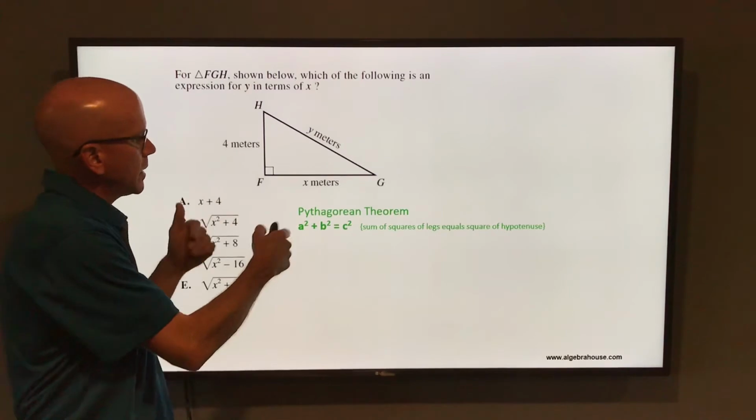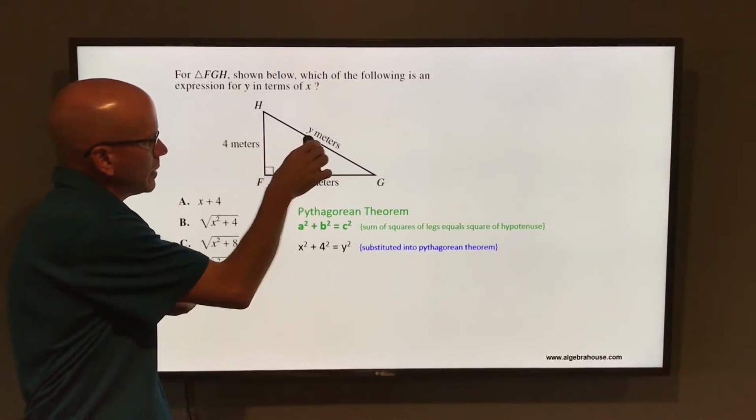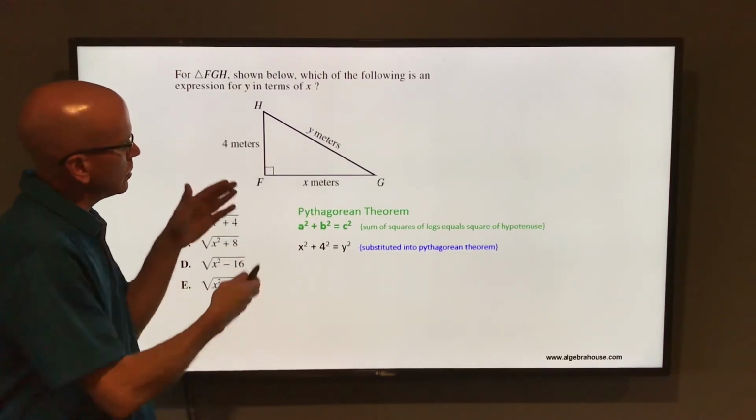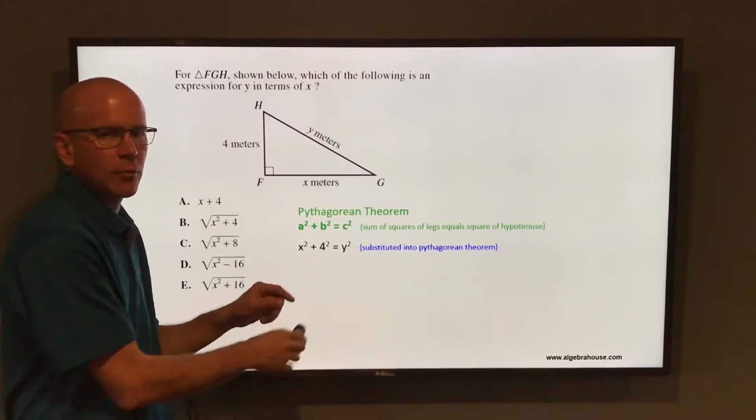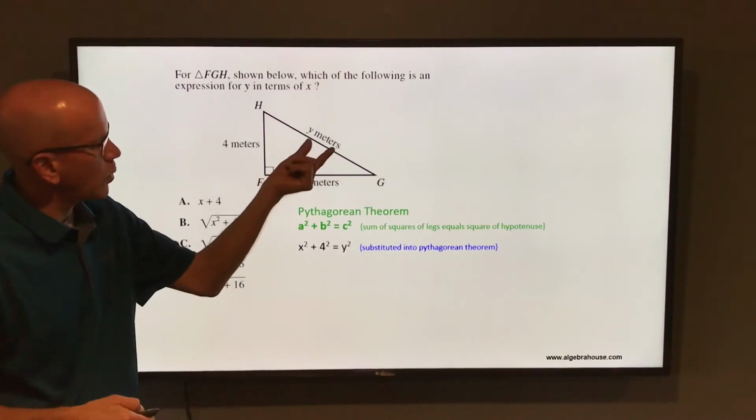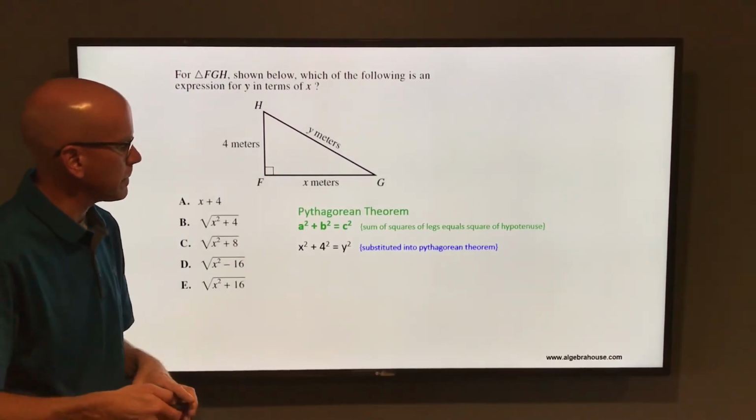So you could say that x squared plus 4 squared is equal to y squared. Or you could even say 4 squared plus x squared equals y squared. Doesn't matter what order the x squared and the 4 squared are in. But that is equal to the y squared, the hypotenuse squared.